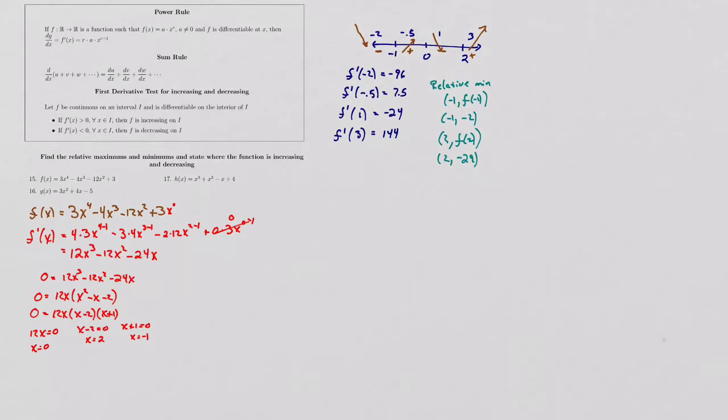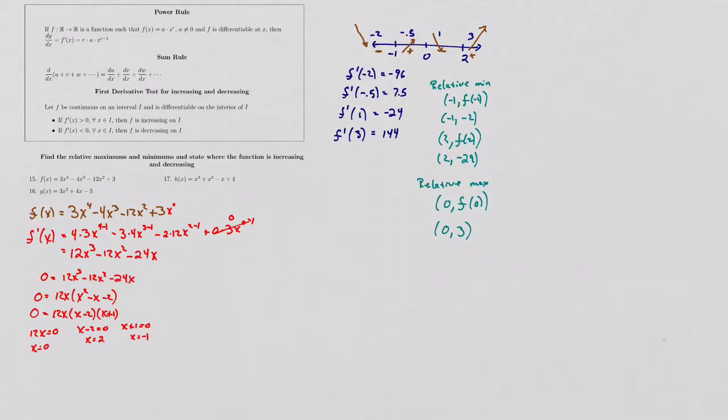My relative maximum, as you can see from here, is going up and then it's going to come back down. So our maximum is going to be at 0. So we're going to do 0, f of 0, which now becomes 0, 3. So now I have the points of my relative max and relative mins.